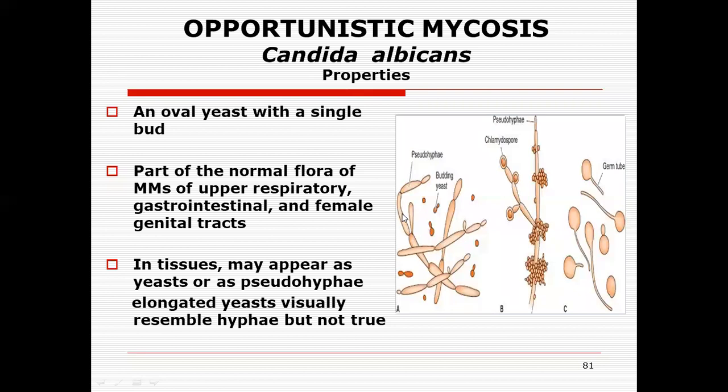Or sometimes it becomes elongated at one end and forms the pseudohyphae, whose shape is like a sausage. So the yeast cells occur as single cells, or in the form of budding yeast, or they may become elongated and form a sausage. This is the characteristic. Now, Candida albicans is part of the normal flora of the mucous membrane of the upper respiratory tract, the gastrointestinal tract, and the female genital tract. These are the areas where these microorganisms are normally located.